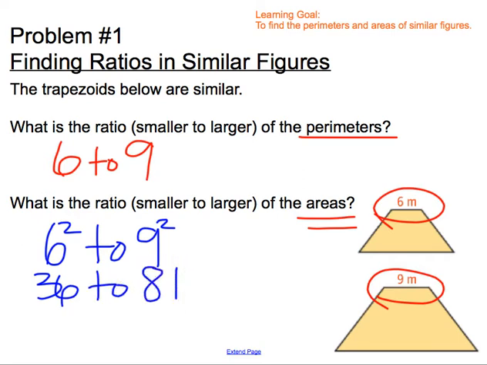As is always the case, we'd like to reduce this. So 36 to 81 reduces to 4 to 9. So again, perimeter is single dimensional, so we just write them in ratio. With area, we have multi-dimensional, so we take 6 squared to 9 squared.